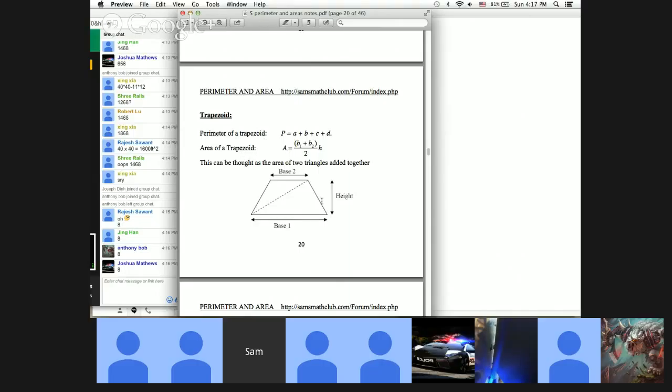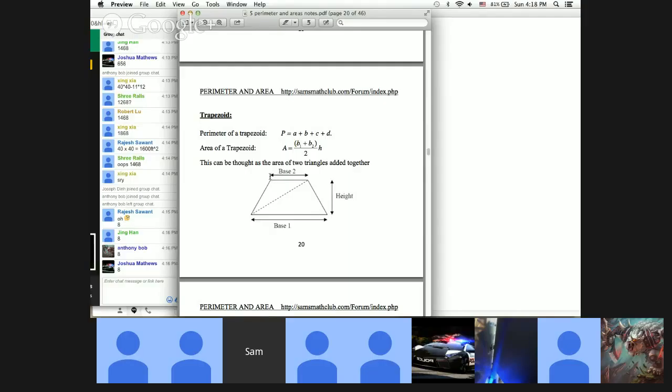Area of a trapezoid is base 1 plus base 2 times height divided by 2. So it's good to memorize this if you haven't already. It can also be thought of as two triangles added together. So it's like this triangle, area of this triangle is base times height divided by 2, and this triangle base times height divided by 2. And that's where you get this formula from. But it's good to memorize it.